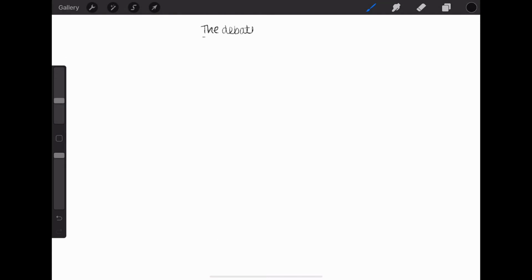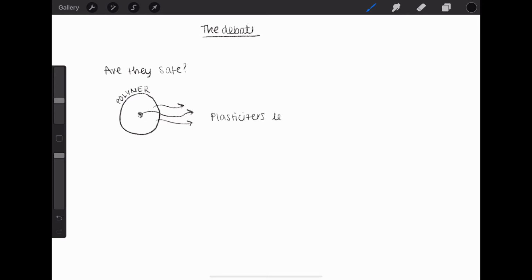The debate. As such, there has been lots of debate over the extremely wide use of plasticizers. The big question often asked is, are they safe? The argument against the wide use of plasticizers revolves around the key idea that plasticizers can easily migrate and leach out of the polymer they are being used in, as they are in no way bonded to the polymer matrix.